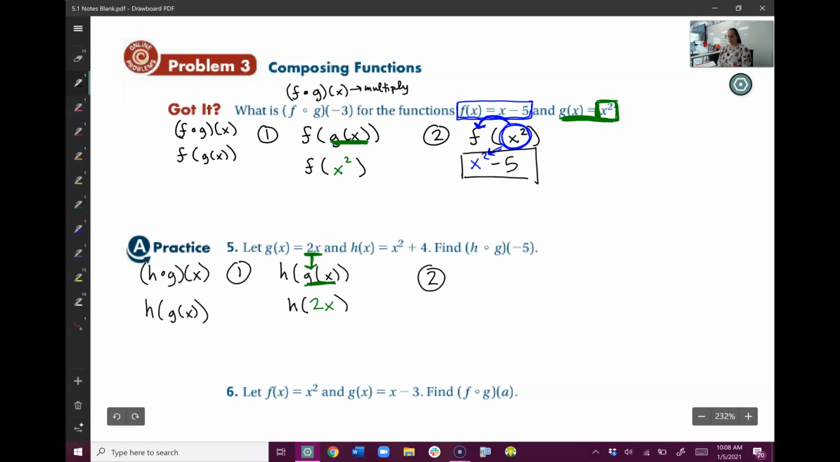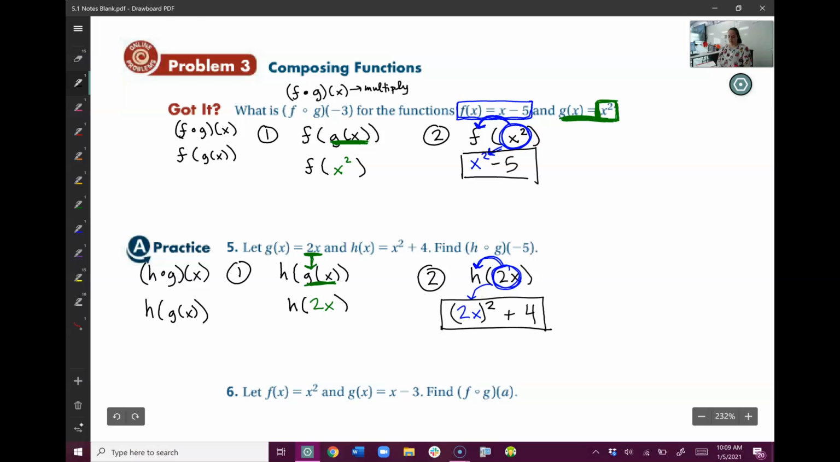Okay? Second step, I'm going to plug this 2x into my h equation. So let's write out our h equation. It's x squared plus 4. But anywhere we see an x, we're going to erase it and write 2x instead. So I substituted that 2x in. And I'm going to make sure to put parentheses around it to show that this whole thing is squared, not just the x.